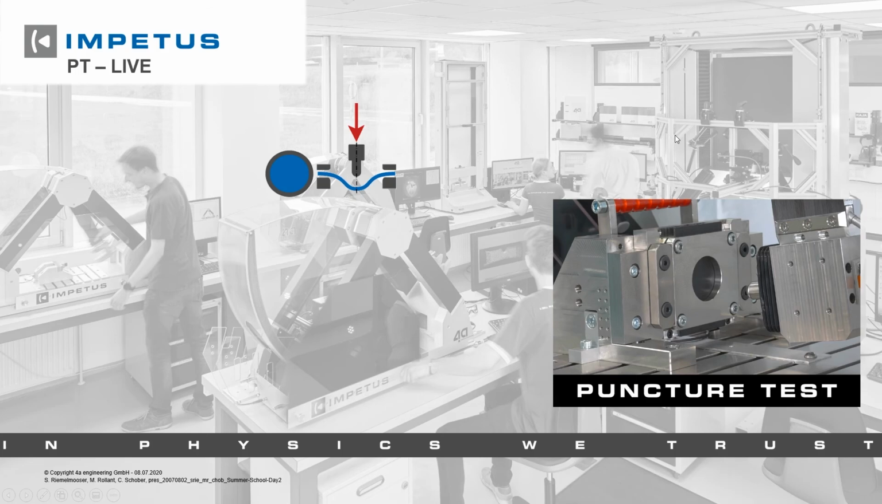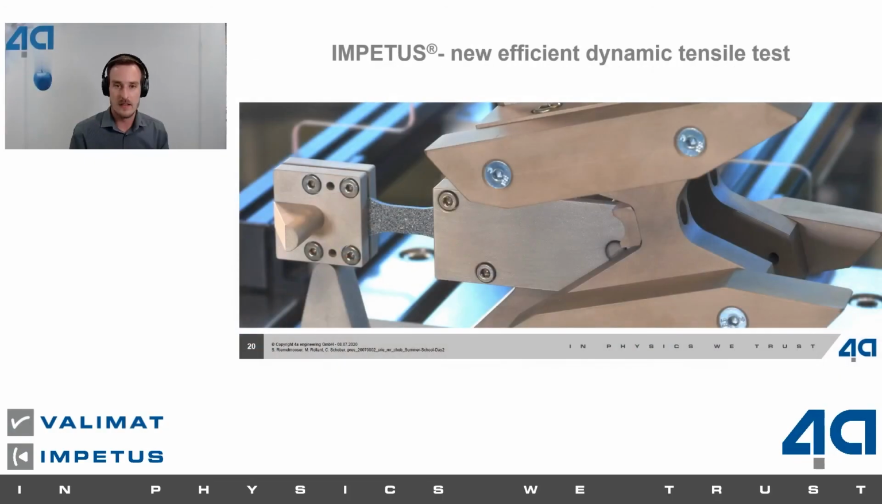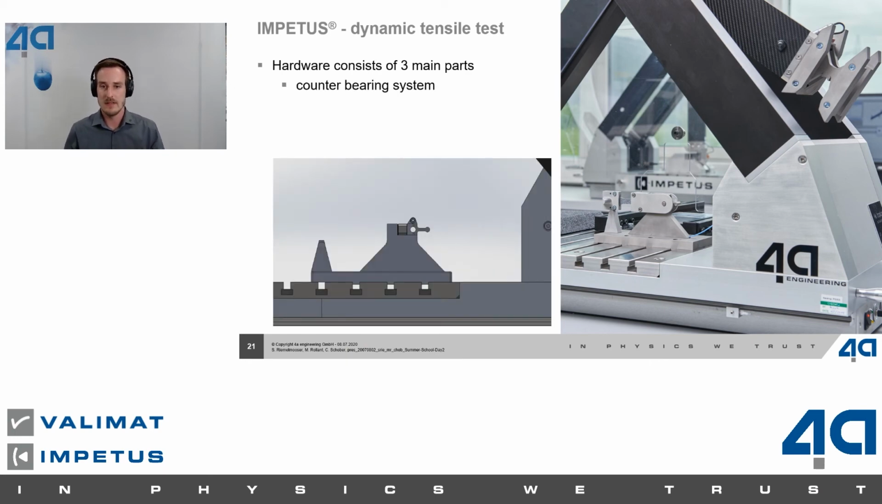So we have seen the puncture test of my colleague, and now I will really fast talk a few words about the new efficient dynamic tensile test. This tensile test consists mainly of 3 parts. We're using a counter-bearing system where we have a force load cell included. So in the dynamic tensile test, we are measuring the force directly by a load cell and not with the acceleration sensor on the pendulum arm as we do in all other test setups.